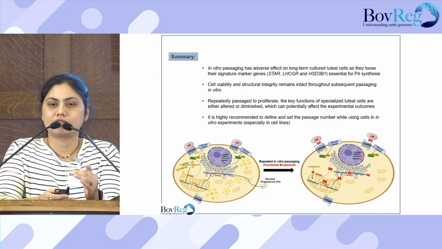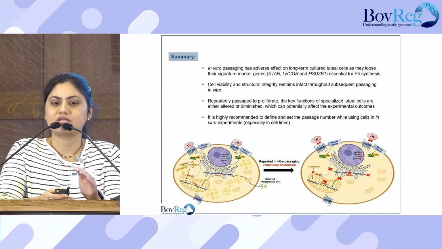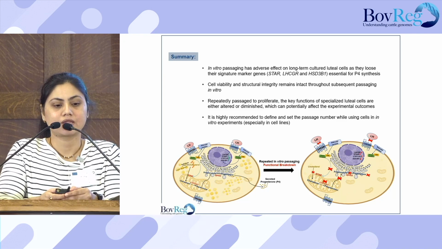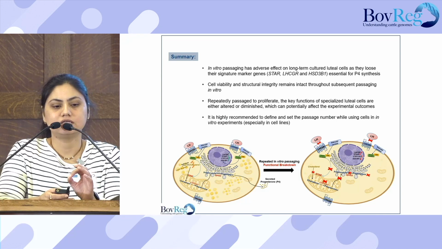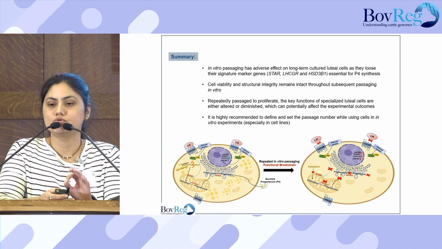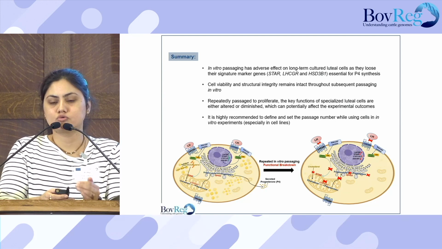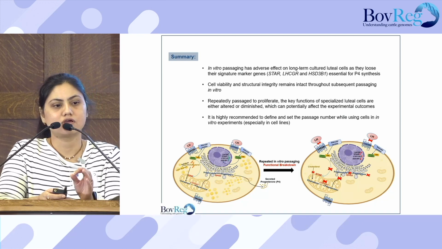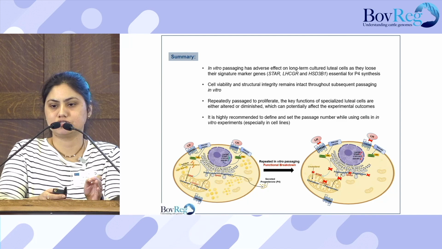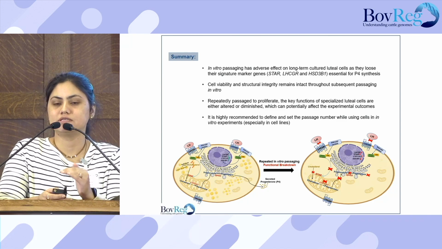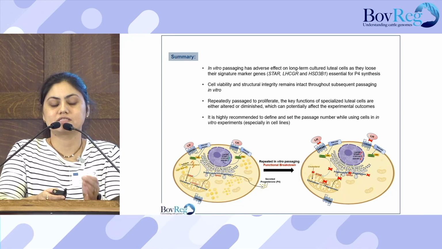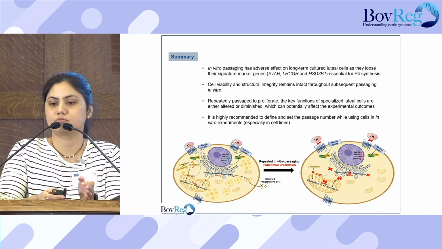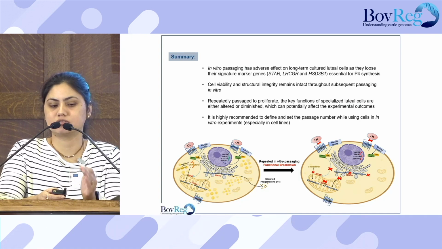And these variations can potentially affect the experimental outcomes, also in the cell lines. And so it is highly recommended to always cite the passage number, also while using the cells in in vitro models, especially in cell lines. So it is always important to validate the key findings from the cell lines against their parental tissue, the primary cells. And these results should always be included in the study, because we see in the luteal cells with the passaging, there's a complete functional breakdown of the functions in the luteal cells.